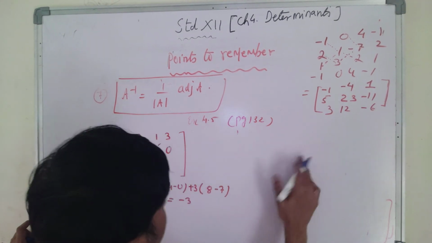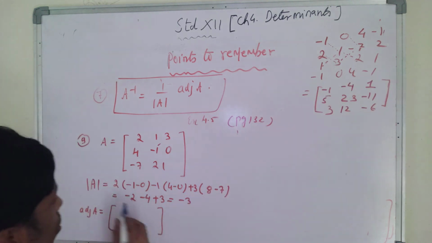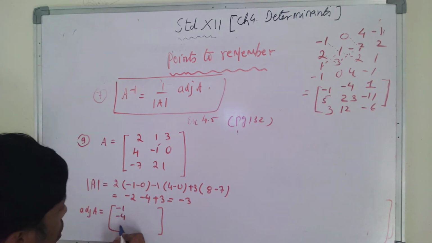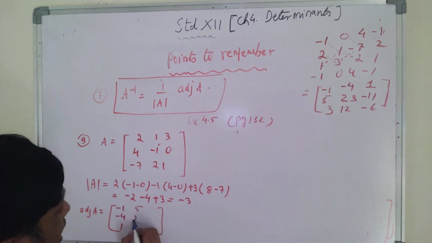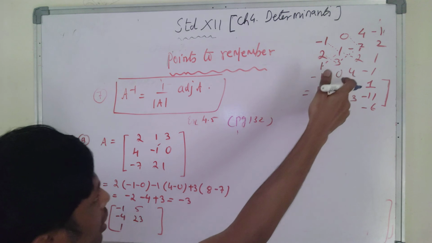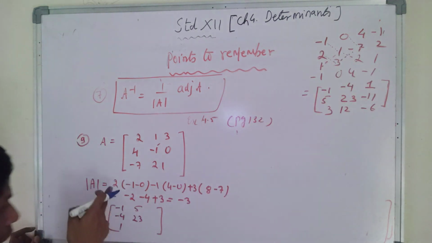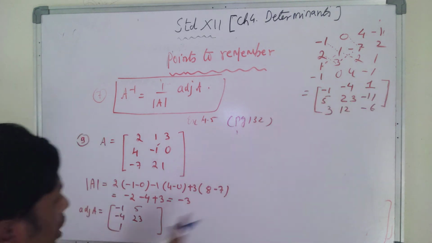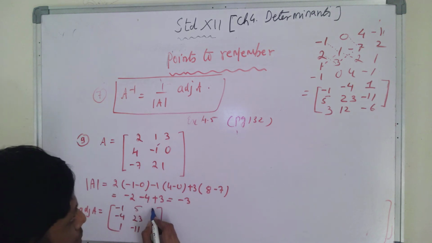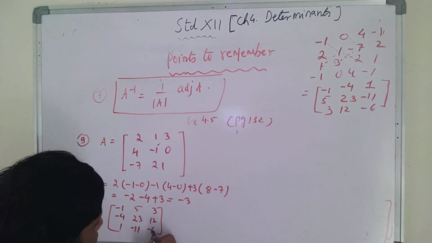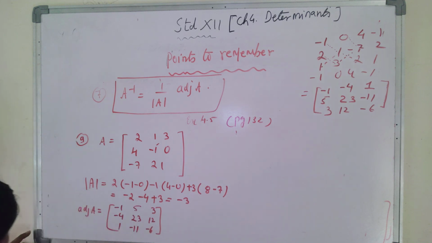So immediately adj A is the transpose of this. So the first row will become the first column, the second row will become the second column. Okay, -4, can you see -1, -4, 1, I wrote this way. 5, 23, -11, so 5, 23, -11, and the third row has become the third column, 3, 12, -6. So this is nothing but your adjoint of the given matrix.